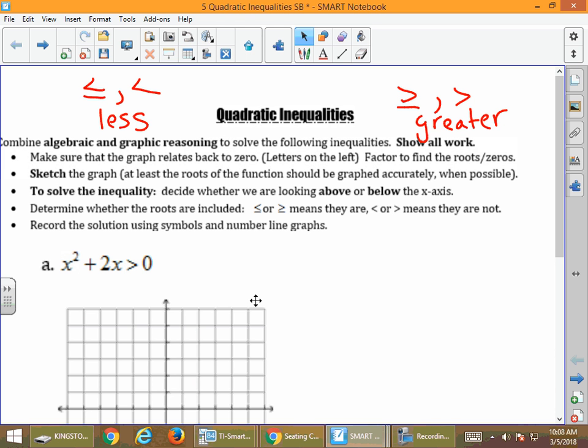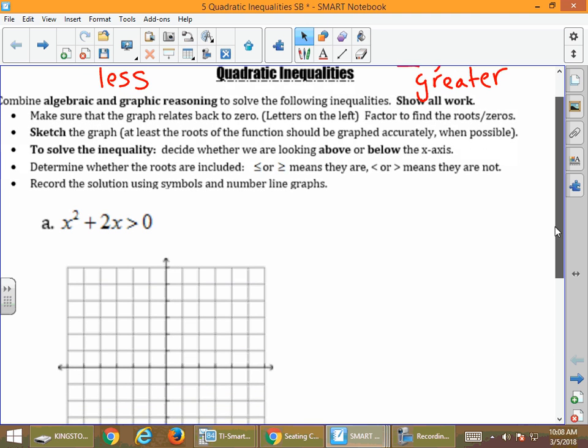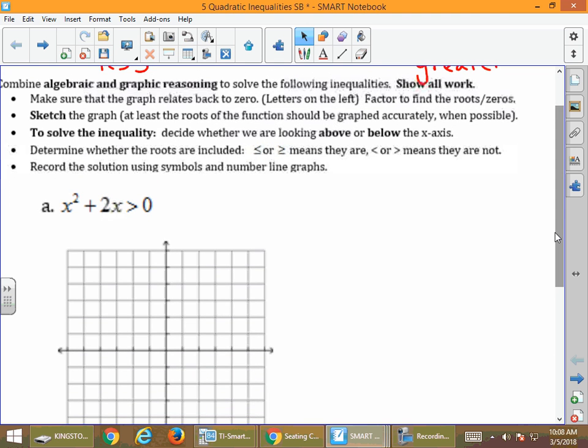Then we need to determine, are our roots going to be included? Is there an equal in the problem? And if there is, then they're included, and if it just says less than or greater than, that means that they're not. And then finally, we'll record the solution with set notation, with a number line, and with interval notation. So let's start our first one here, where we can still see our steps.